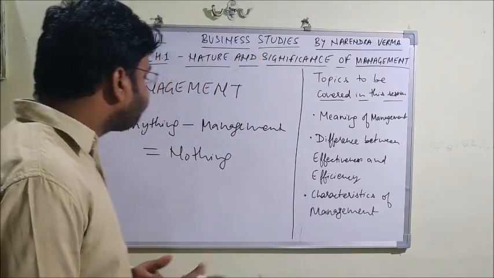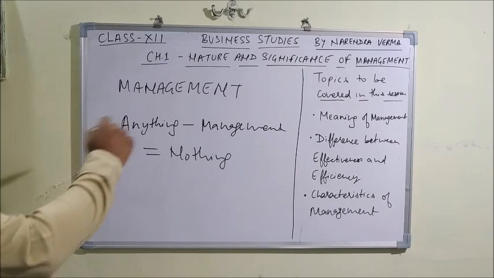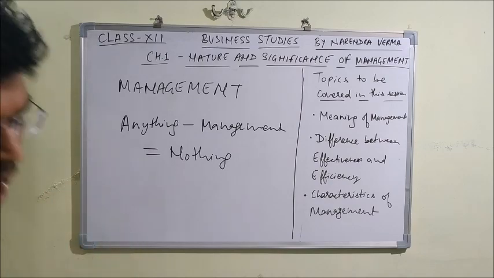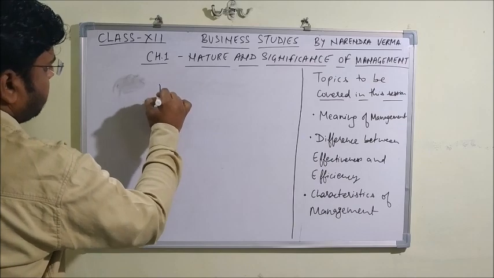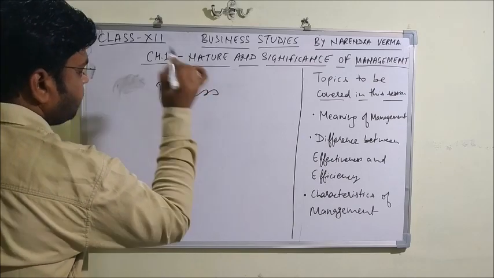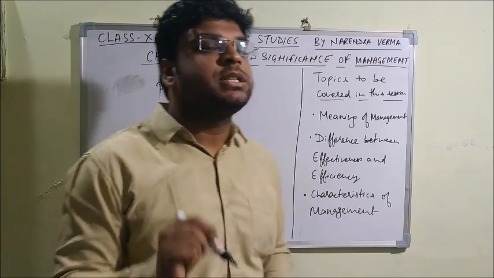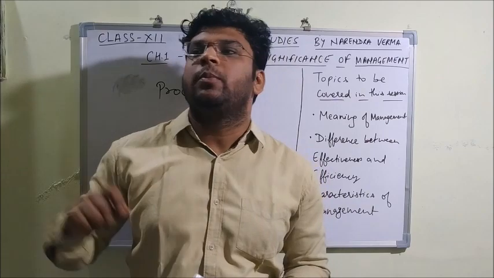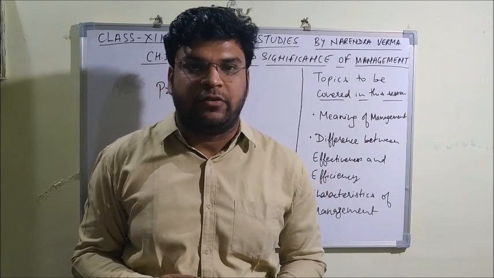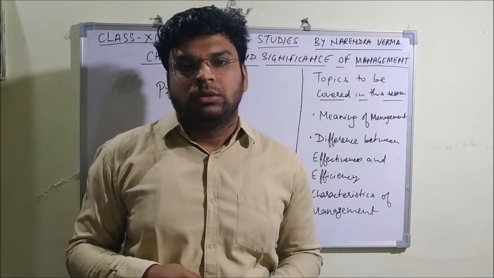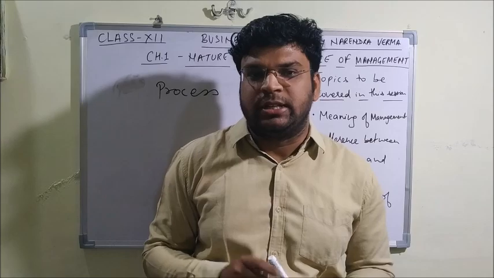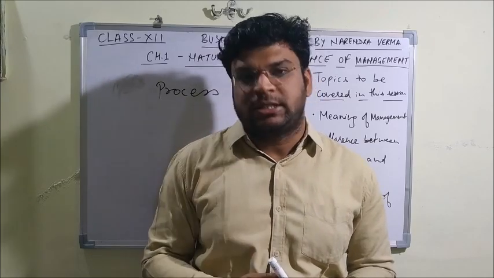So now let's come back without wasting much time. As I told you that anything minus management is equal to nothing. Now I'm going to give you the definition of management. What is management and how it works? If we talk about management, it can be termed as a process, because management is not a single stroke activity. What is a single stroke activity? Say for example, you throw a ball into sky. This is a single stroke activity. If you bow an arrow, then this is the single stroke activity. But management is not a single stroke activity. That is a process, and a process has various steps, right?